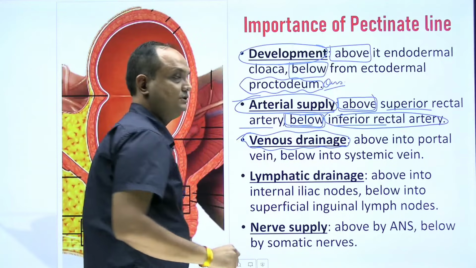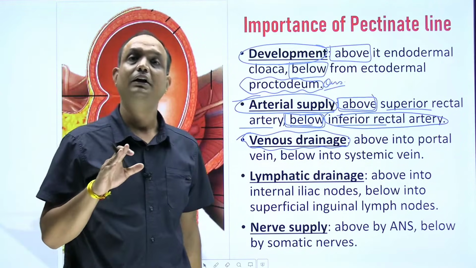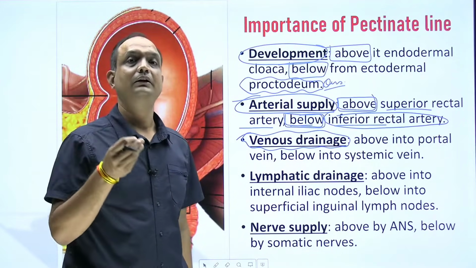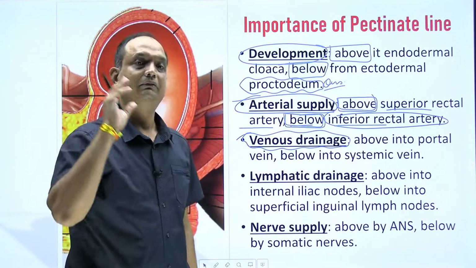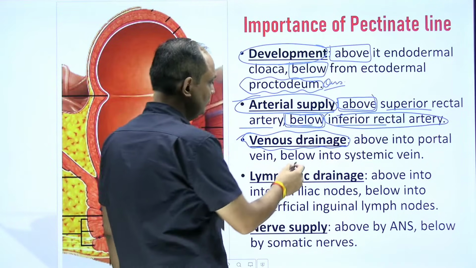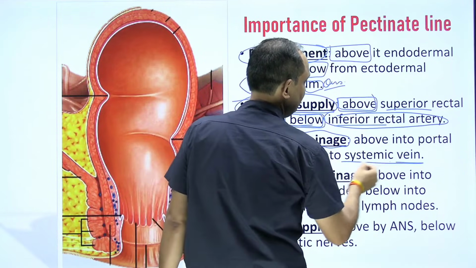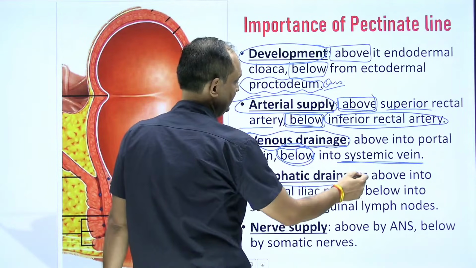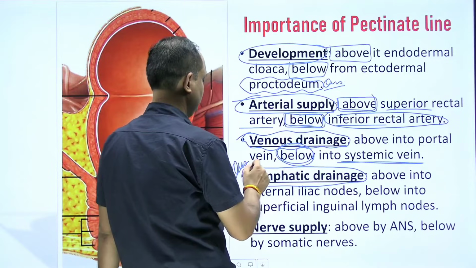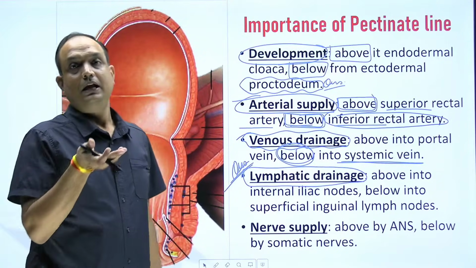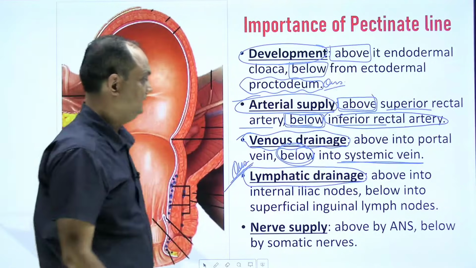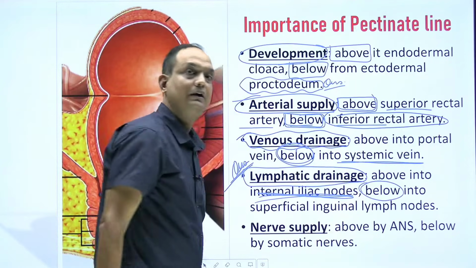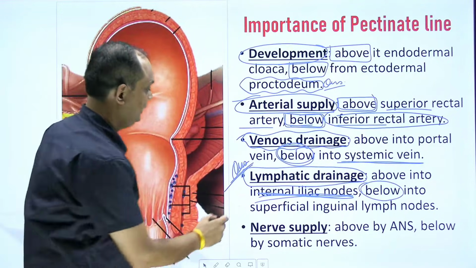When we talk about the venous drainage, the area above the pectinate line drains into the portal system by the superior rectal vein. The superior rectal vein becomes the inferior mesenteric vein that will further enter the portal system. Below, the veins will enter the systemic circulation with the help of the inferior rectal vein. Now, when we talk about the lymphatic drainage, this is again a very important question for your exam. You have to understand that the area of the anal canal above the pectinate line drains into the internal iliac group of lymph nodes, while the area below the pectinate line drains into the superficial group of inguinal lymph nodes.